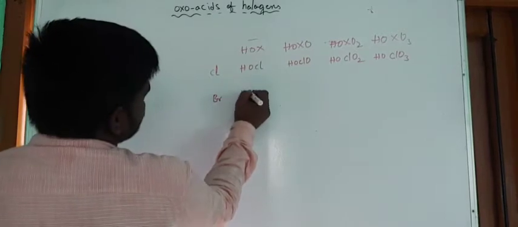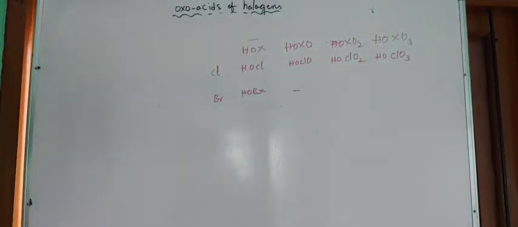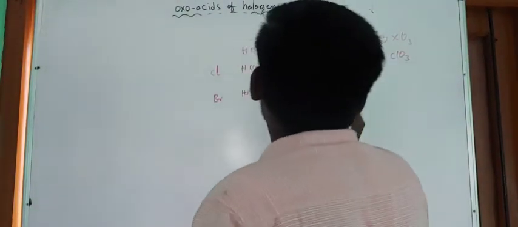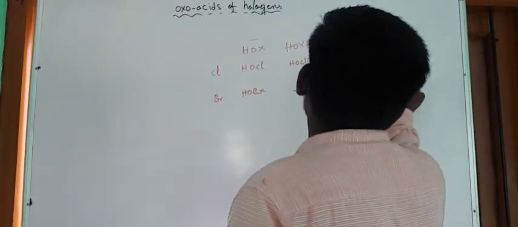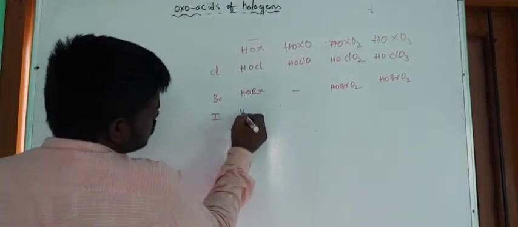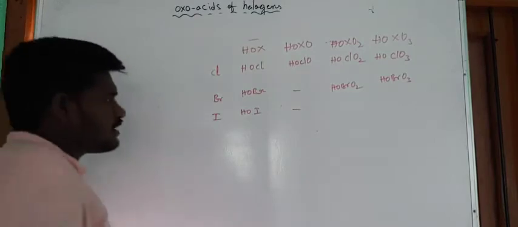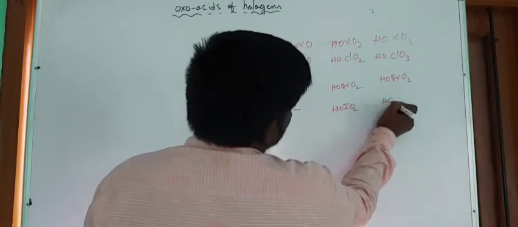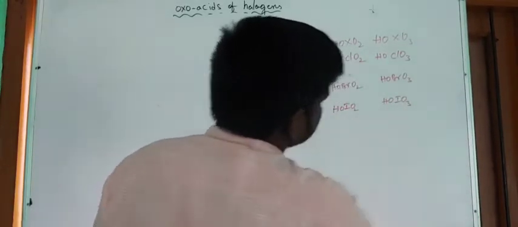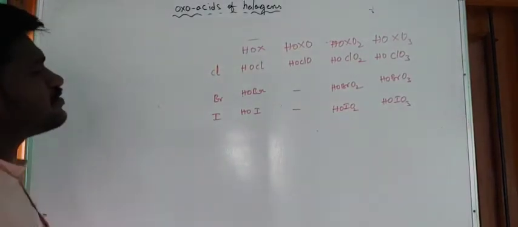Bromine forms HOBr, and it doesn't form HOBrO because that is highly unstable, it doesn't exist. And Br can form HOBrO2 and HOBrO3. Next one, iodine. Iodine also forms HOI, and it doesn't form HOIO, unstable that one, and it forms HOIO2 and the next one HOIO3. So these are the possible haloxo acids of the halogens.